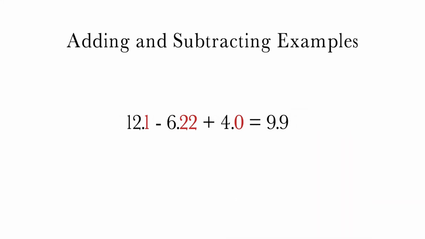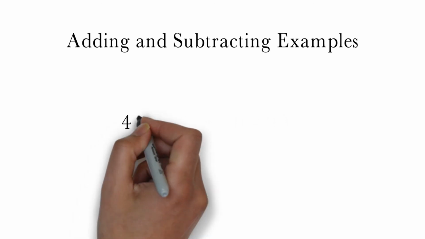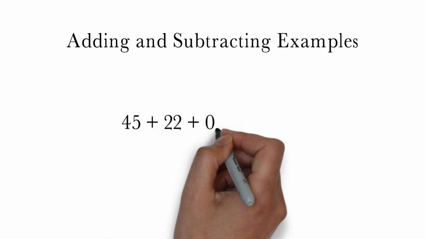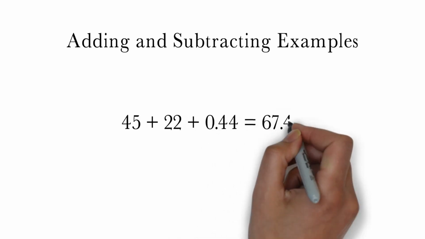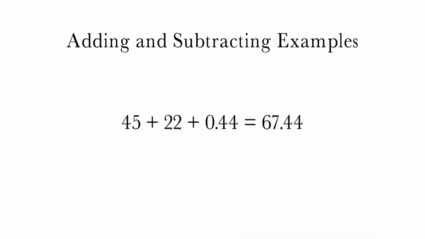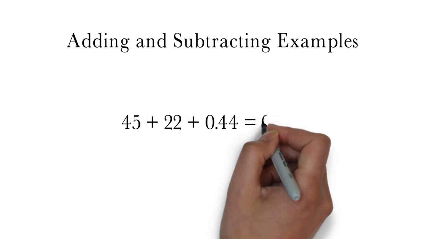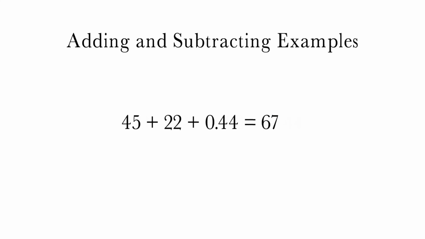In the final example, consider 45 plus 22 plus 0.44. The output from the calculator would tell you that the answer is 67.44, which is correct. But because 45 and 22 are whole numbers with 0 decimal places, the final answer should also be rounded to 0 decimal places, or the nearest whole number. Because the first digit to be dropped is a 4, we use the first rule, so the final answer is 67. And that concludes our video on adding and subtracting with significant digits.